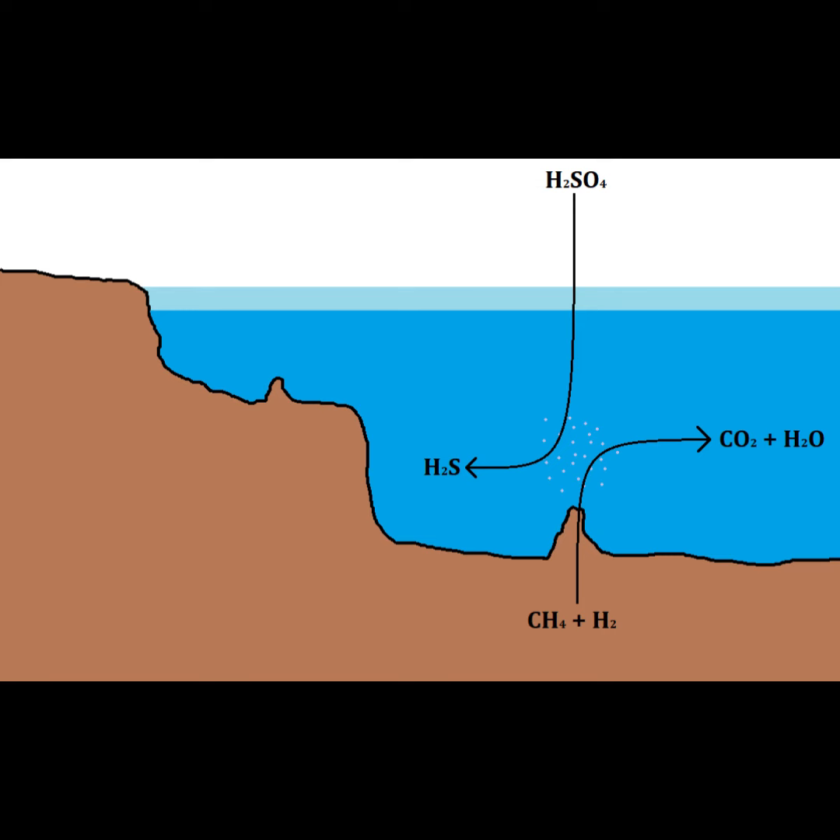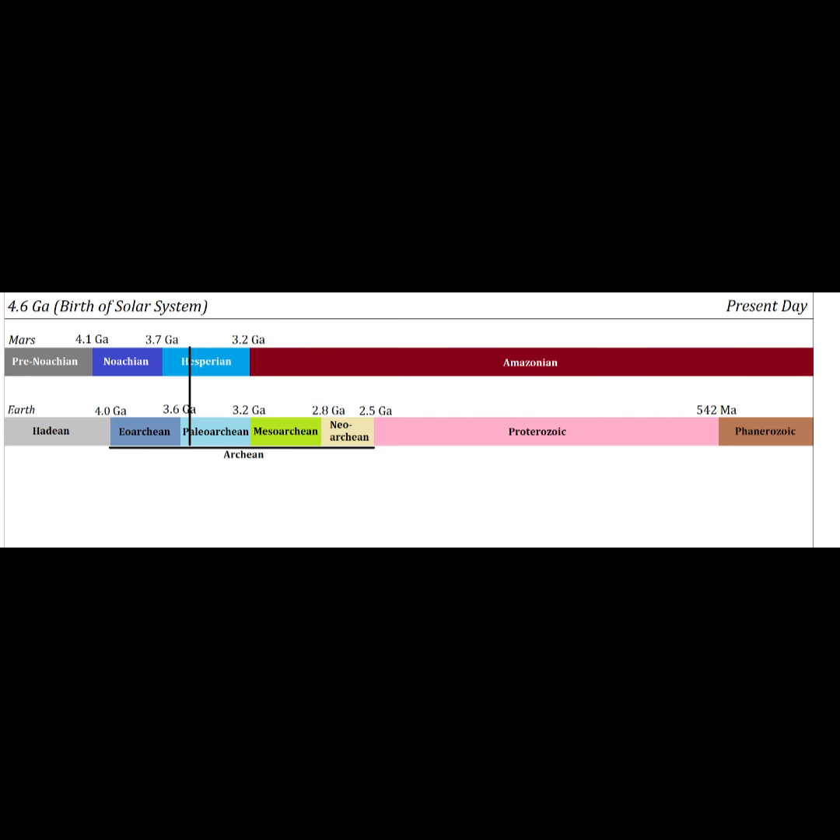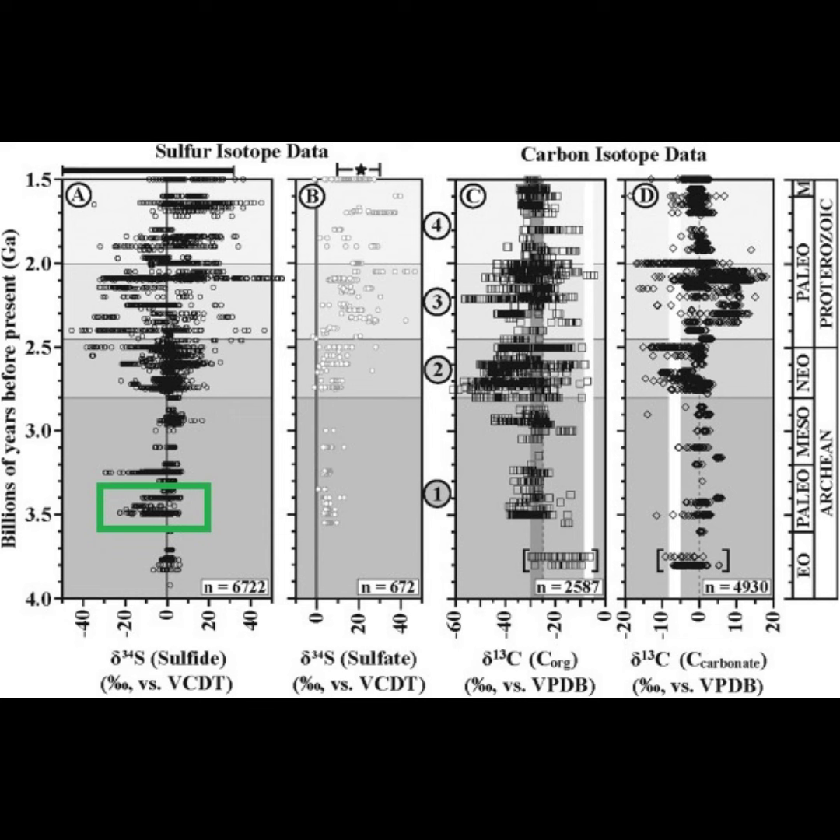Sulfur dioxide released by volcanoes would react with water vapor to form sulfurous acid, which would then undergo photolysis to become sulfuric acid. This would rain down into the ocean, and it, along with sulfate, its conjugate base, could be used as an electron acceptor to oxidize reduced compounds released by volcanic vents, such as hydrogen and methane. It was around 3.5 billion years ago that we find the first evidence of dissimilatory sulfur metabolism here on Earth.